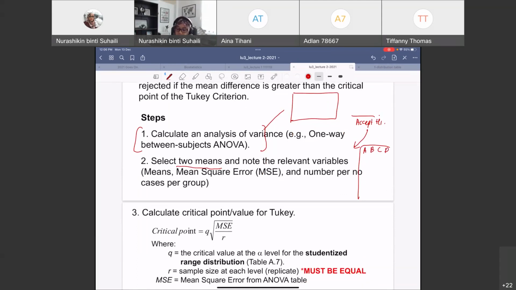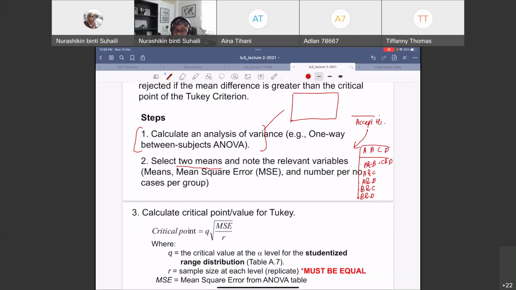So you have to create all the possible combinations of pairs. Maybe A and B, A and C, A and D. Then B and C, B and D. And the last possible pair is C and D. So altogether we have 1, 2, 3, 4, 5, 6. There are 6 possible pairs. This is meant by select two means, because after this we are going to calculate certain values, and those values will determine whether each of these pairs has a significant difference or not.